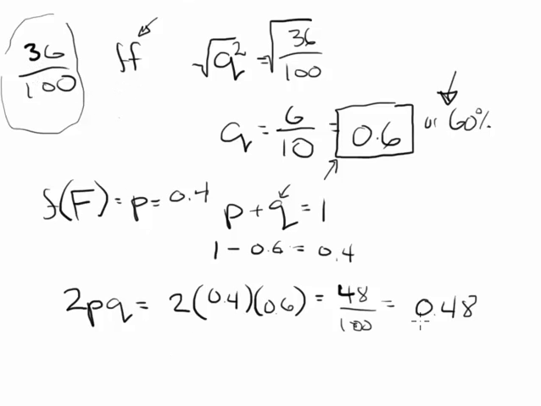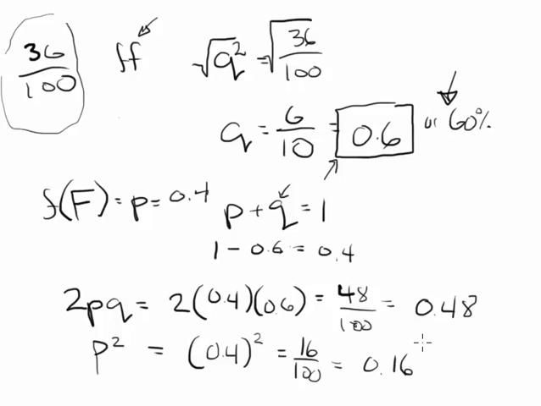We know the heterozygotes over here is 0.48. How many are homozygous dominant? That's just p squared, and so that is 0.4 squared, which equals 16 over 100, or 0.16, or 16%.